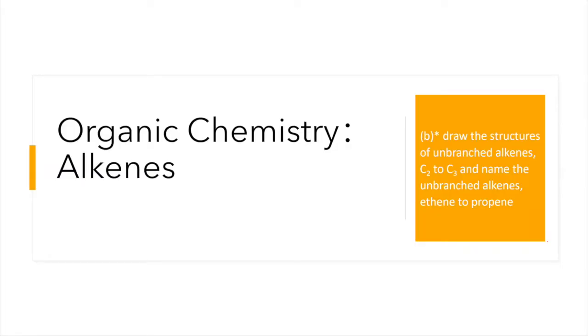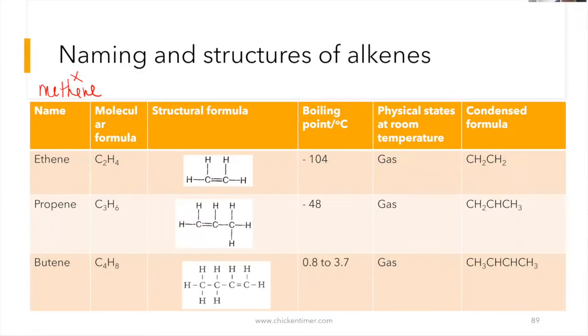Okay, draw the structure of unbranched alkenes. What you do is you first draw the two carbons with the double bond. Then you go across it. You just count that each carbon must have 4 bonds. So 2 bonds here, so another bond here, and another bond here. Then you repeat the same step for the other carbon. Then you end up with this.